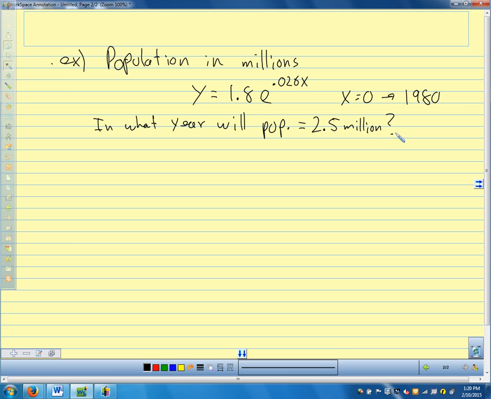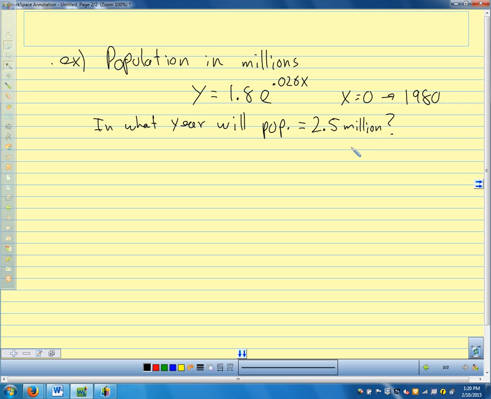First off, let me ask this question: what is the population in 1980, based on this model? What is it? 1.8 million. So when you plug in x equals 0, that's in 1980. It's 1.8 million. This is our initial amount. So that's where it crosses the axis there. All right. So how would we set this problem up? We want to know when the population is going to be 2.5 million. Is 2.5 million going to be the y or the x? The y. So we plug that in.